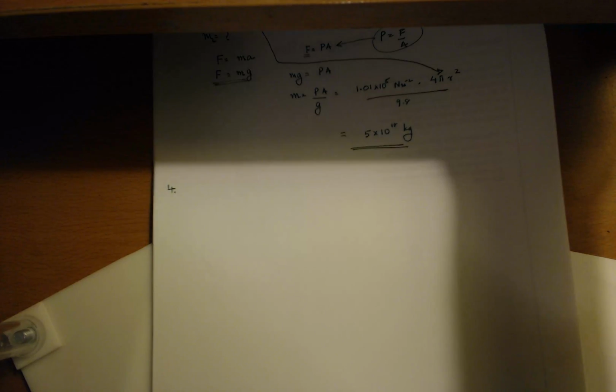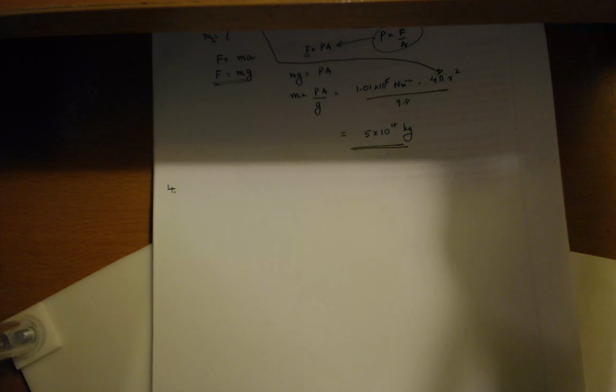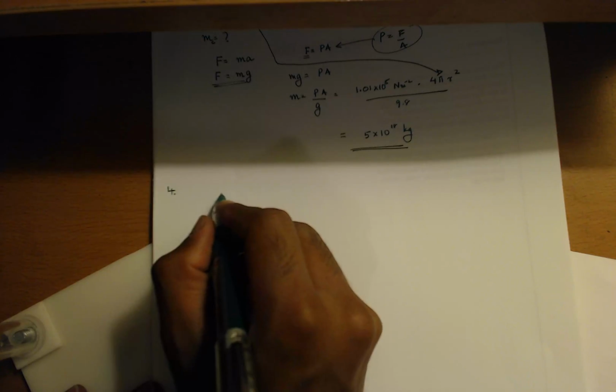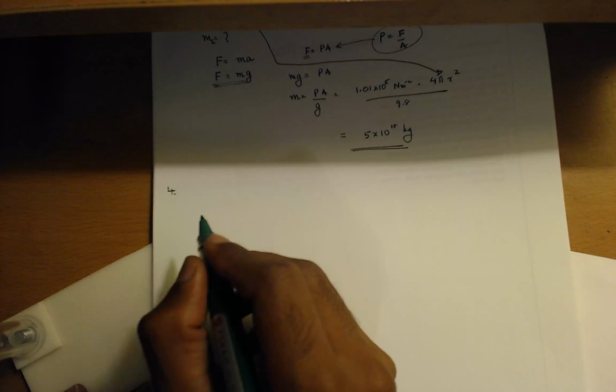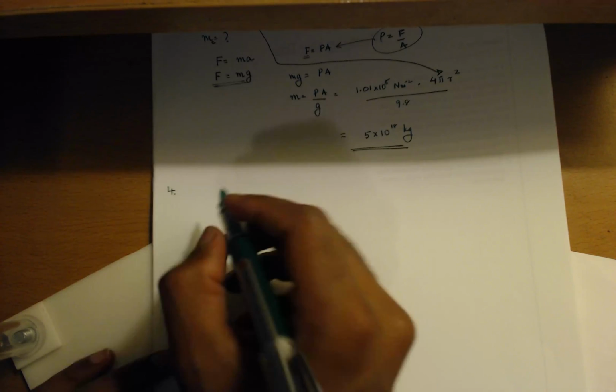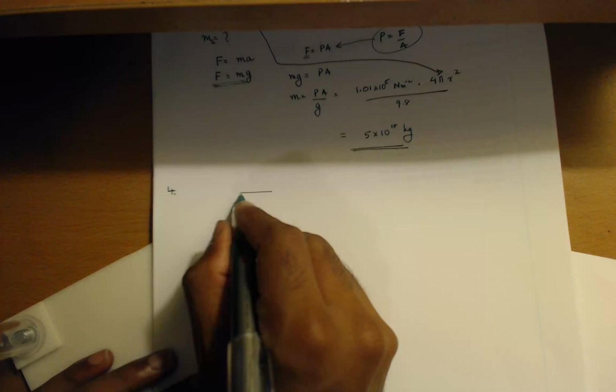Alright, moving on. Question 4. So question 4 states: a hole is punched in a full milk carton 6 centimeters below the top. What is the initial velocity of outflow? Repeat that question: a hole is punched in a full milk carton 6 centimeters below the top. What is the initial velocity of outflow?